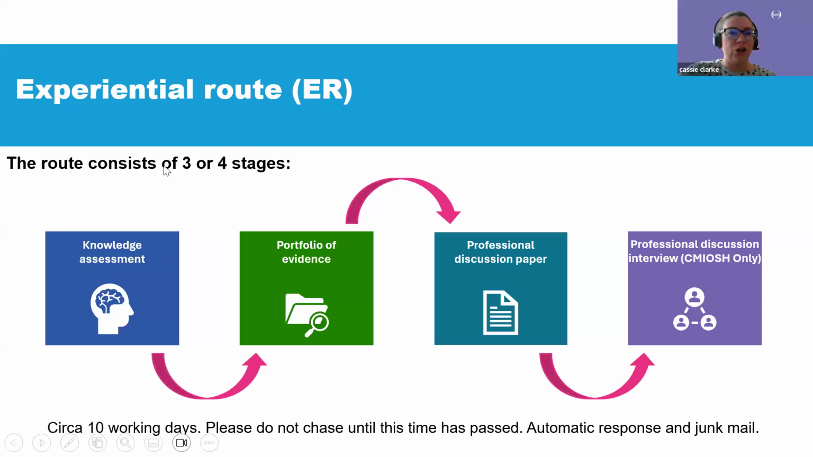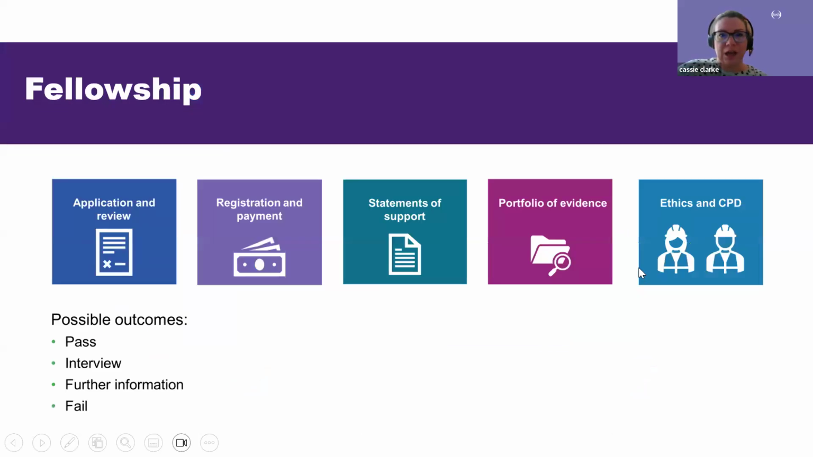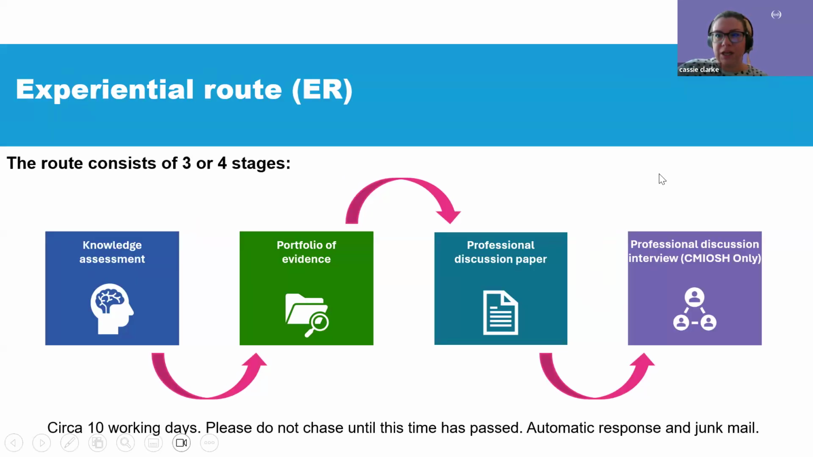So there are 3 or 4 stages to this assessment process. The first 3 are completed on Blueprint. So again, that's a knowledge assessment, a portfolio of evidence, a professional discussion paper, and the final stage is the professional discussion interview, and that's for chartered members only. So that final stage is to help you reach chartered membership. If you completed the first 3, that is where you're sitting at certified membership level, and then the final one will take you up to chartered membership.